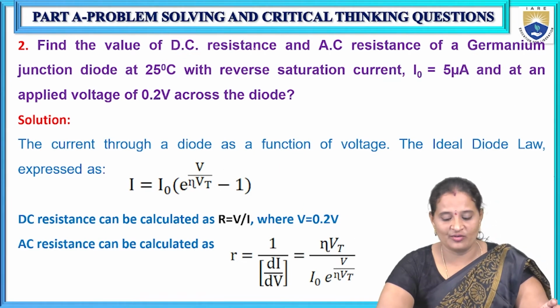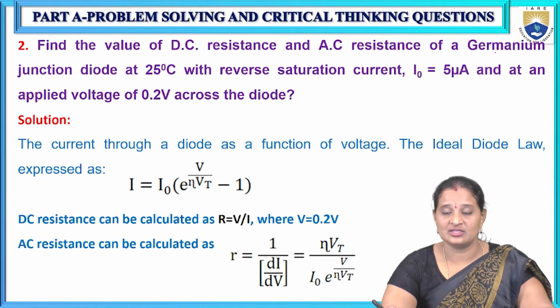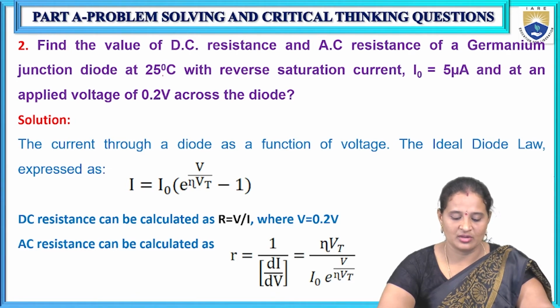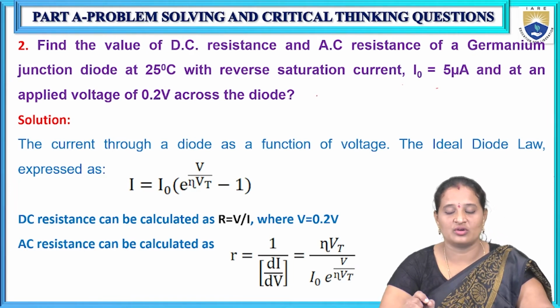Now find the value of DC resistance and AC resistance for a germanium junction diode at 25 degrees centigrade with reverse saturation current I0 of 5 microamperes, and at an applied voltage of 0.2 volts across the diode.